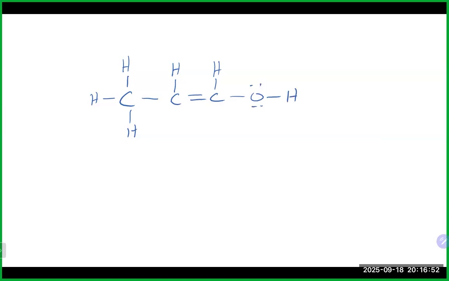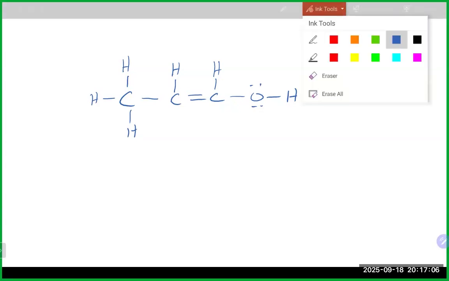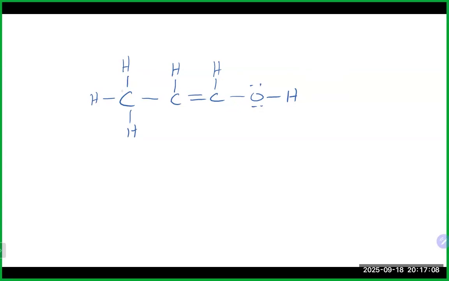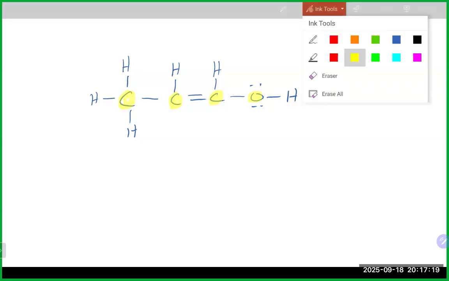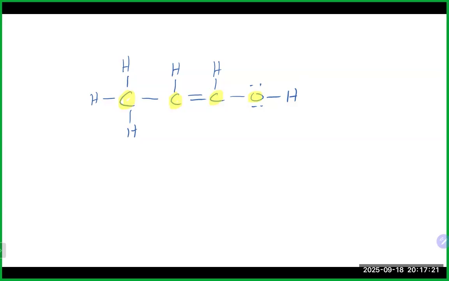So let's just say we had an organic molecule such as this, and we wanted to do geometry for this. So how would we do geometry for this? We would basically do it for each central atom by itself. So in this particular molecule that I just drew there, we would assume that this would be a central atom, this would be a central atom, this would be a central atom, and this guy here would be a central atom.